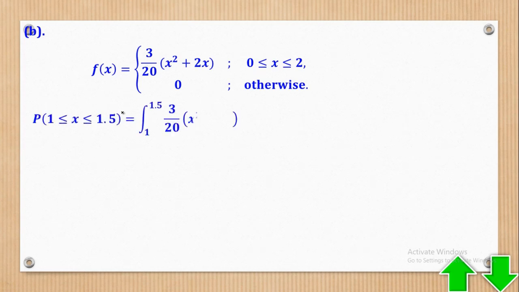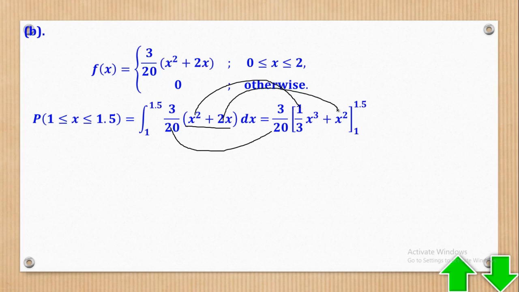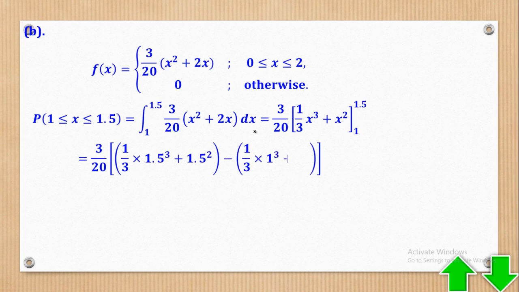Therefore, for the required probability, they want the probability of x greater than or equal to 1 but less than or equal to 1.5, meaning that we're going to integrate from 1 up to 1.5 of this f(x) which is there. When I integrate, first of all, this is the constant, so it can come out. Then x squared gives me a third x cubed, and 2x gives me x squared, and the limits are from 1 to 1.5. Next is to substitute the limits. When I substitute 1.5 where there is x, I come up with this bracket, and when I substitute 1, I come up with that bracket.